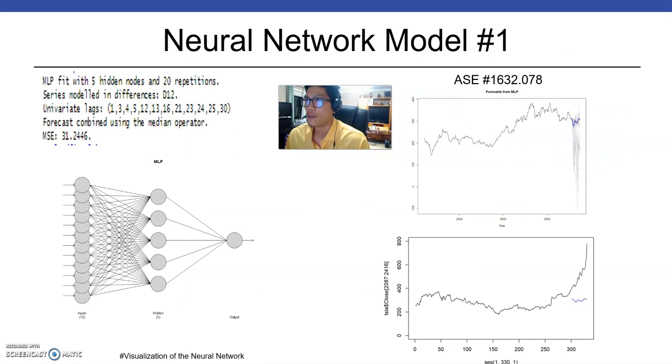We also created a neural network model for this data set. For this model, the neural network has 5 hidden nodes and used 20 repetitions. We defined another difference factor within this model, and that improved our ASE score to 1600. You can see that the forecasting behavior on the bottom right includes some movement.